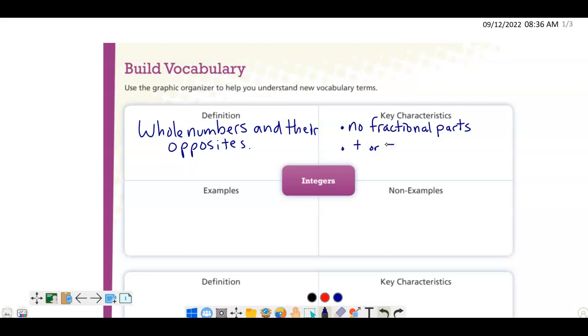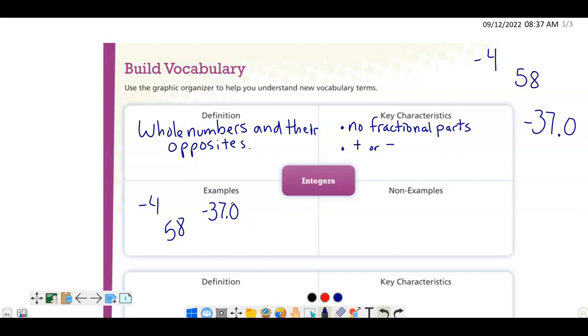I'm going to write them up here in the corner. What do you think about -4? Is that an integer? Yes, of course, that was an easy one. How about 58? Is that an integer? Yes, put that under examples. How about -37.0? Is that an integer? Yes, it is, because the 0 is not a fractional part. So that's the same as just -37.